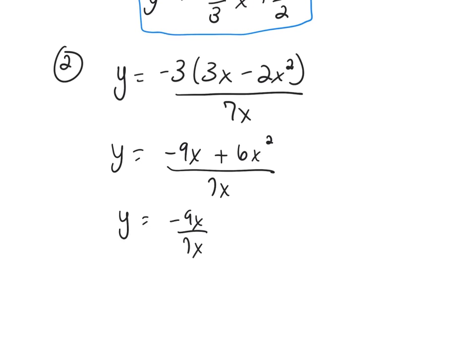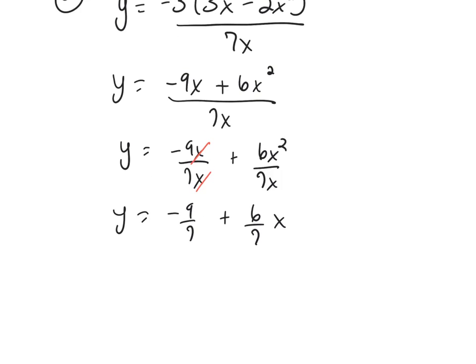-9x over 7x plus 6x squared over 7x, and simplify. So in the first one, the x's will cancel, and you'll get -9 over 7 plus 6 over 7x. So from here, it's really easy to find the derivative. You're just going to use the power rule. So this first one is a constant. The derivative is 0. Then over here, using the power rule, the derivative is 6/7.